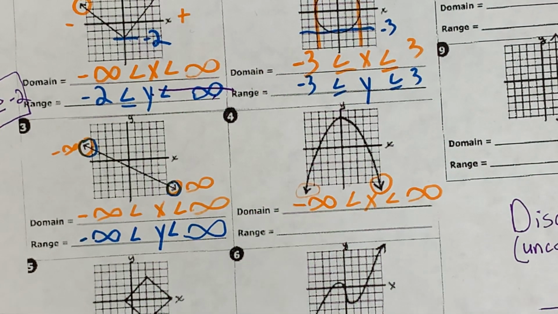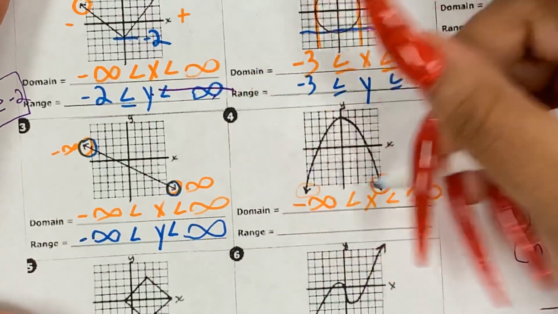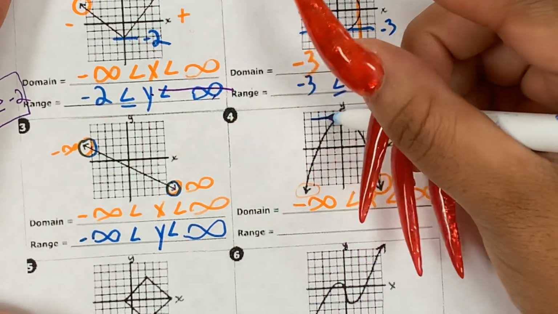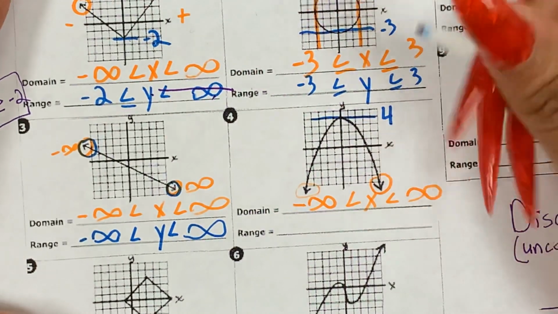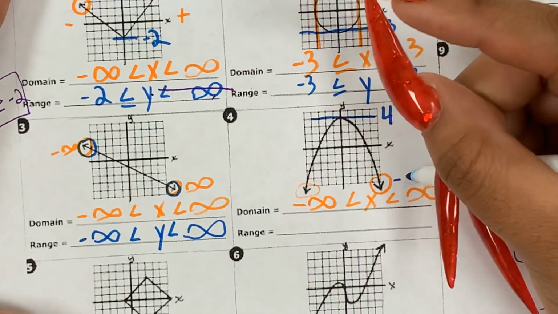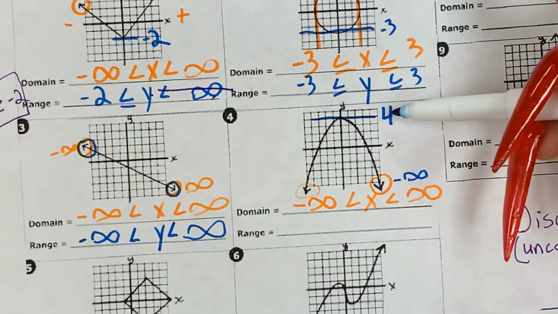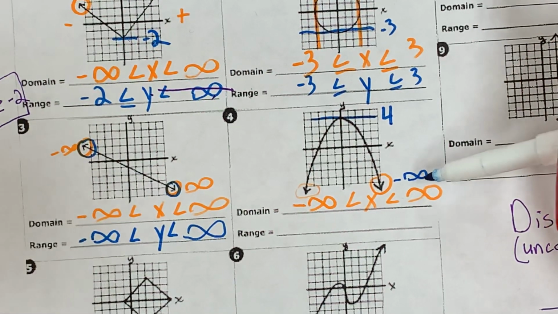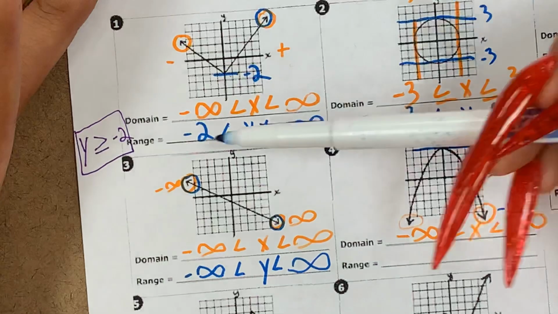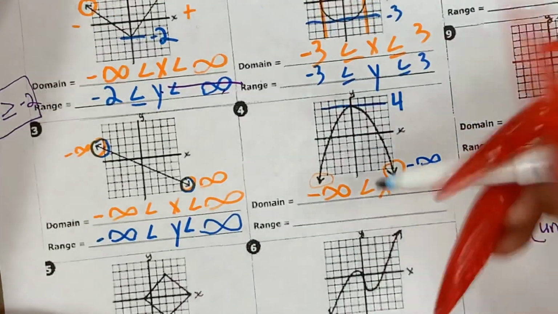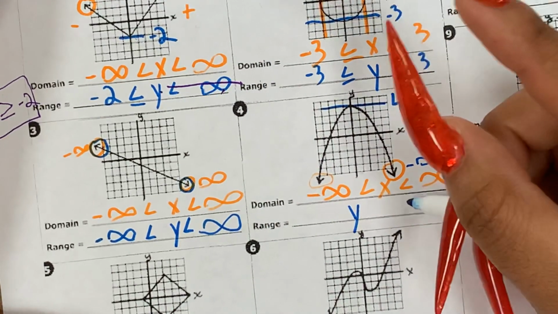Range, we scan bottom to top. So if I scan the bottom, I have 2 arrows. If I scan the top, it stops. It doesn't go up forever. It stops at 4. So at the bottom, it goes down forever, so that's negative infinity. The top, it stops at 4. So I have a number and I have an infinity sign. That's kind of like the example that we did on number 1. So we're not going to write it like this. We're going to write it like this. So the y values, and then the one number I have is 4.